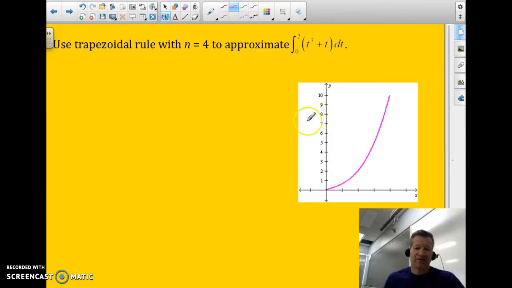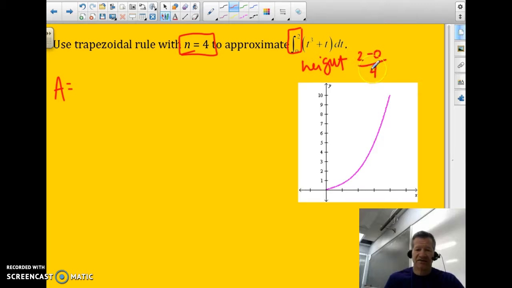This next one would offer pretty much the same thing. Let's just set it up. So trapezoidal rule, 4 subdivisions from 0 to 2 of this function. So this area, first we need the height. The height is found by taking the size of the interval, which would be 2 minus 0, all over the number of subdivisions 4. So each height is going to be a half. So area is 1/2 times the height, which is also a half, times the sum of the bases.